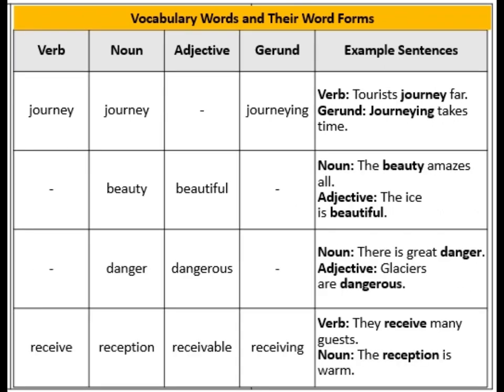Look at these words. Notice that when we change word forms, the spelling can change completely. For example, beautiful becomes beauty, and dangerous becomes danger. Don't assume the spelling stays the same. Listen carefully and think about the form needed. You may pause the video and read the table carefully.